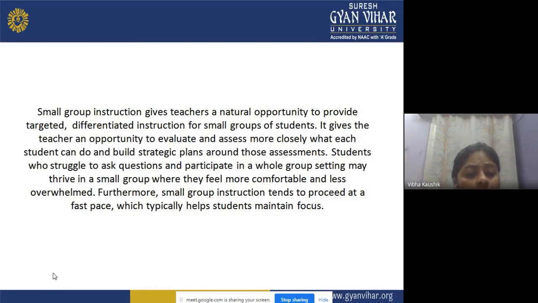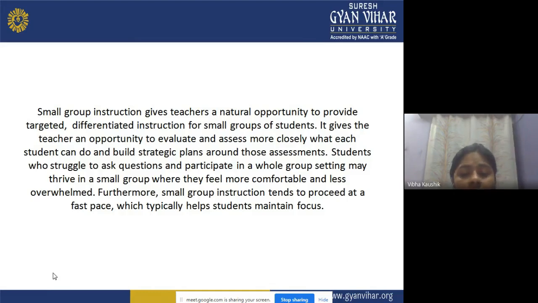Students may thrive in small groups where they feel more comfortable and less overwhelmed. So they are more able to learn the concept. They will ask questions to the teachers, they can participate in the activities, and they are more comfortable when they are given instructions in a small group.